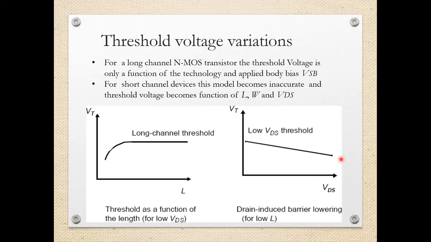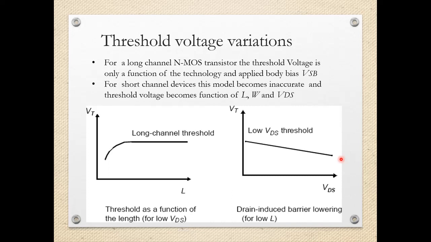The first graph is VT versus L. We can see that for long channel devices, that is when the length of the channel is greater, VT is almost constant. But for short lengths, you can see the threshold is a function of length. So VT changes with length if the length is small. For long channel devices, this threshold is almost constant. It is not a function of length.